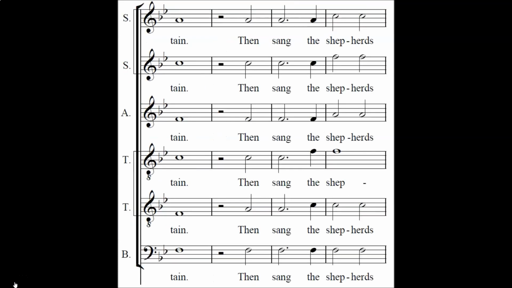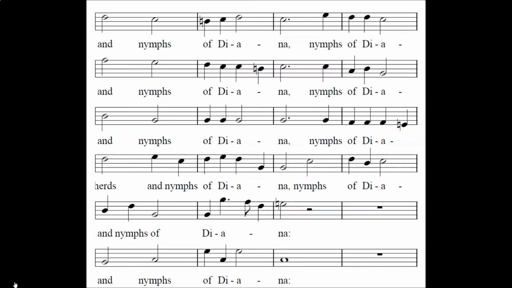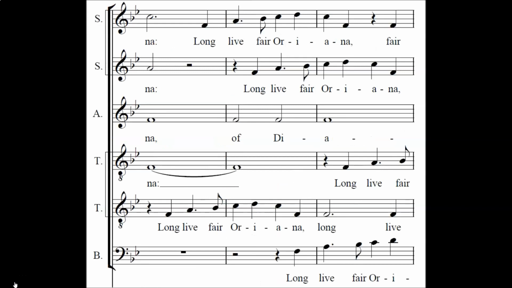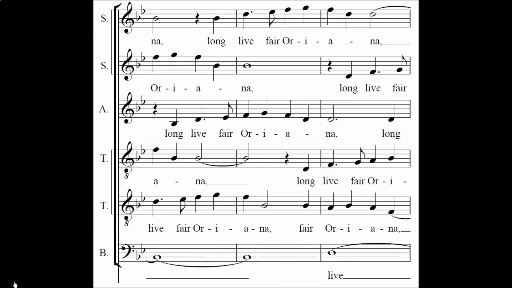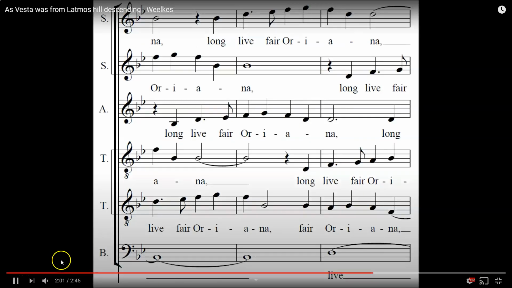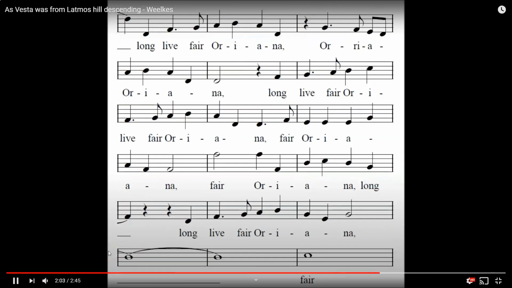Super busy polyphony here. Okay, this all of a sudden though, so this is really important. Then sing everybody. They all sing to her. Long live fair Oriana. Oriana was another name for Queen Elizabeth. It's like a Greek goddess equivalent, I think, Oriana. So clearly, and here we are, this is a little more word painting.